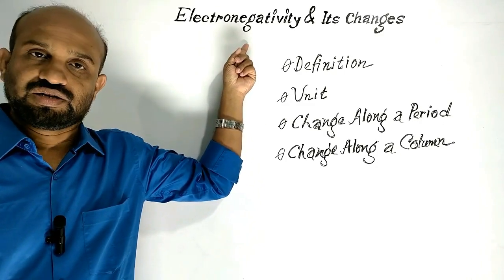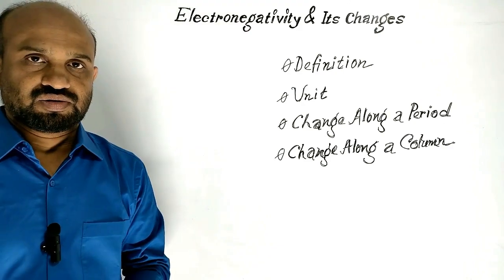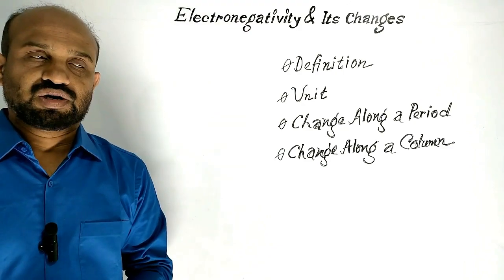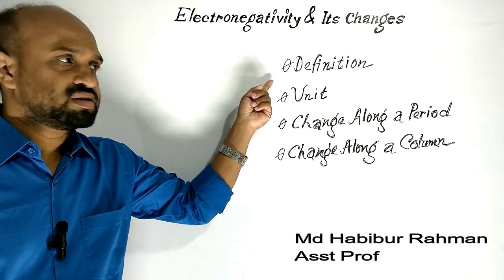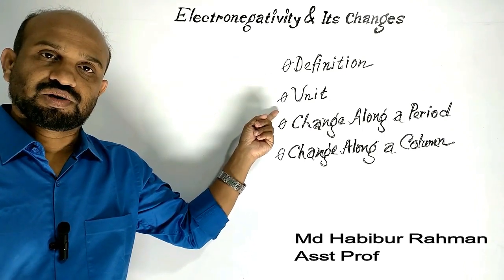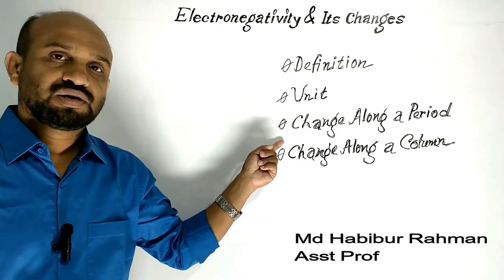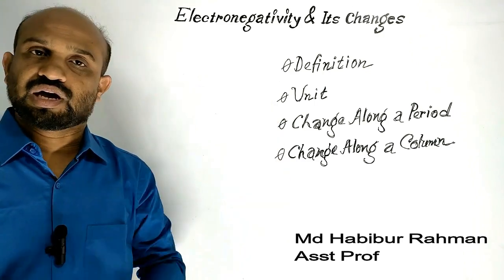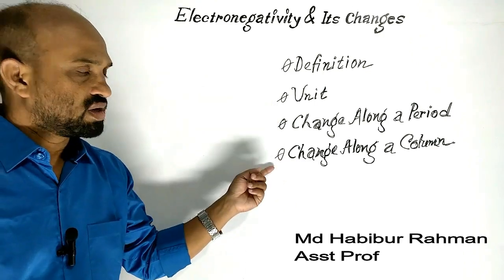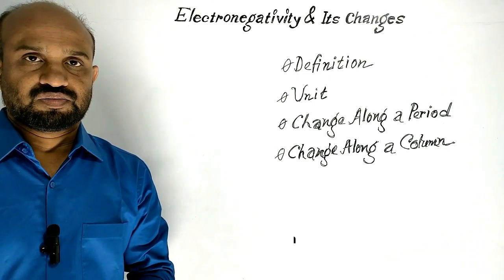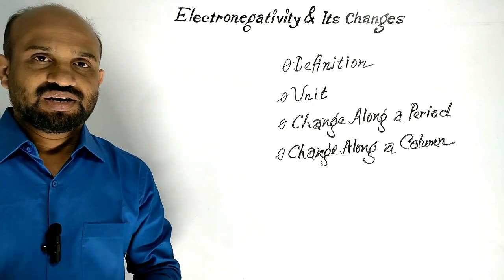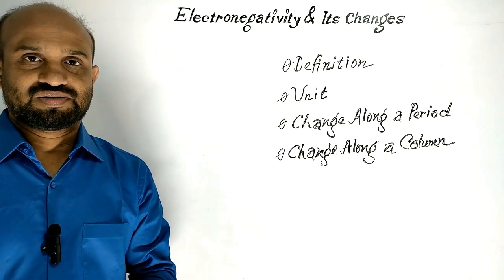Electronegativity and its changes. This is today's lesson. In this lesson, we are going to learn the definition of electronegativity, the unit of electronegativity, electronegativity change along a period, and finally, electronegativity change along a column. So, no more delay, let's get started.